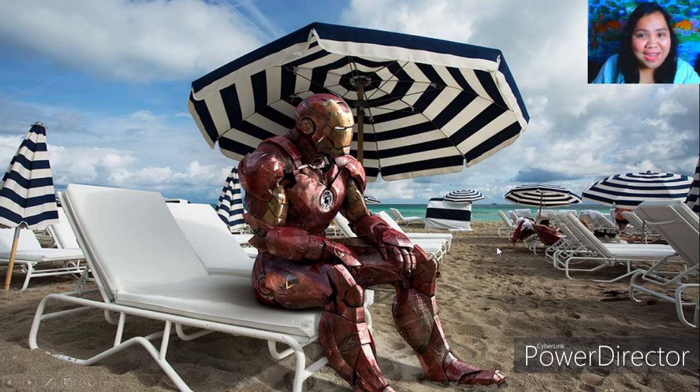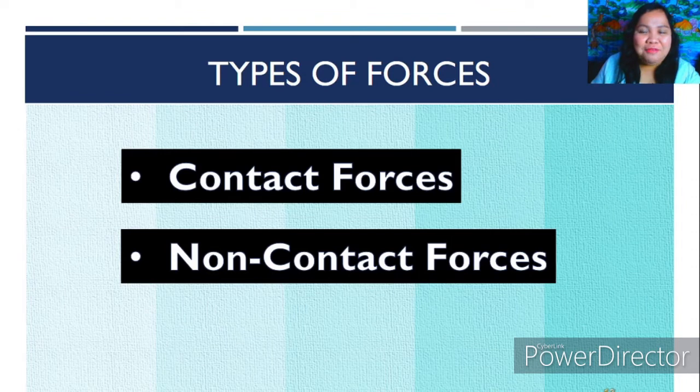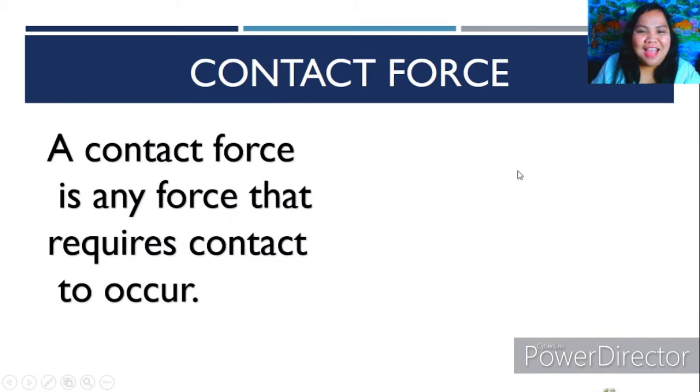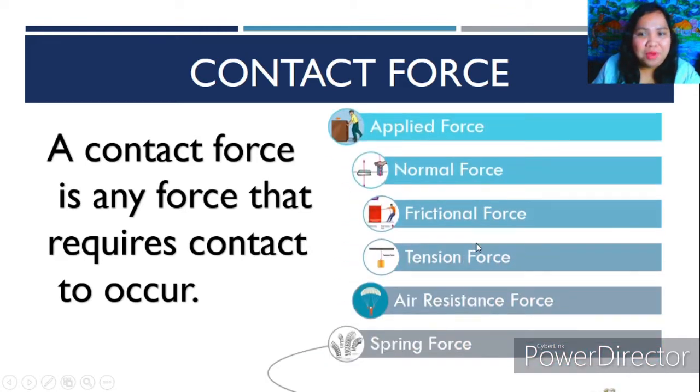Okay. So before we can identify the different forces that are present, we have to know the different types of forces, right? So forces are divided into two types. We have the contact forces and non-contact forces. A contact force is any force that requires contact to occur. So we have the following examples for contact force. We have applied force, normal force, frictional force, tension force, air resistance, and spring force.